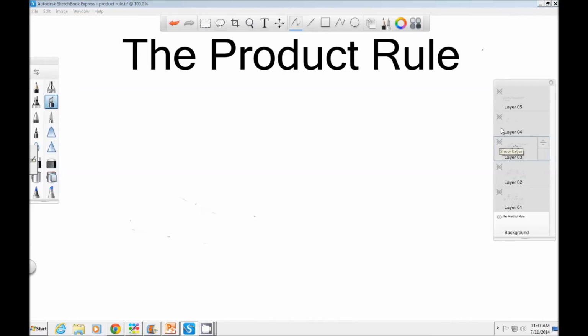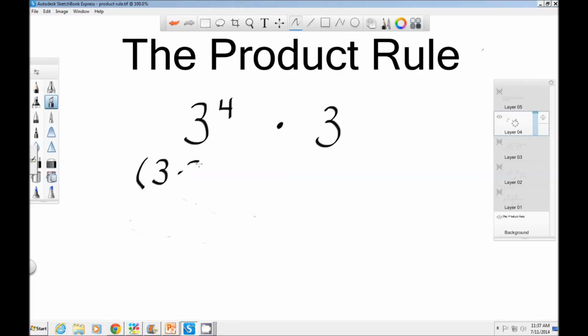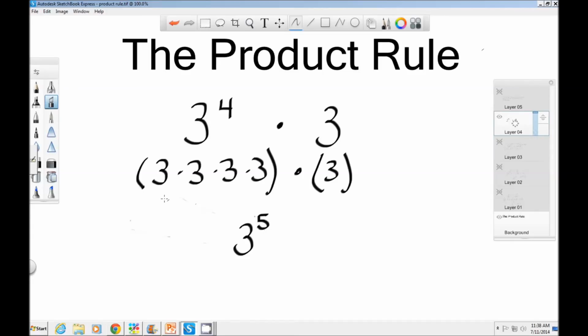I want to show one more example, and then we'll talk about what the shortcut is, what the rule really states. Here we have 3 to the 4th power times 3. Let's think about this for a second. How many 3's are in our first multiplication problem? That's right, 4 of them. And we're going to multiply this by a single 3 right here. Are all these 3's? Yes, so your base is still 3. How many 3's are you multiplying together? 5 of them. So you have 3 to the 5th power as your simplified answer.